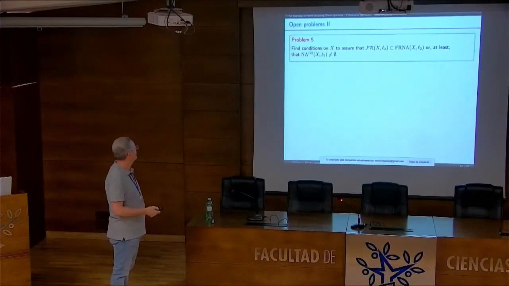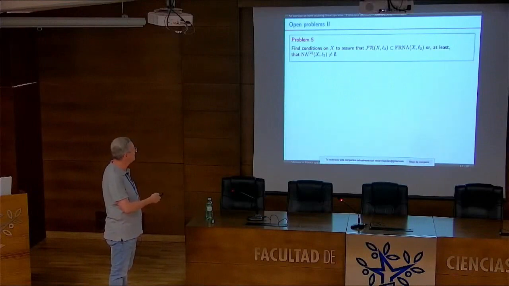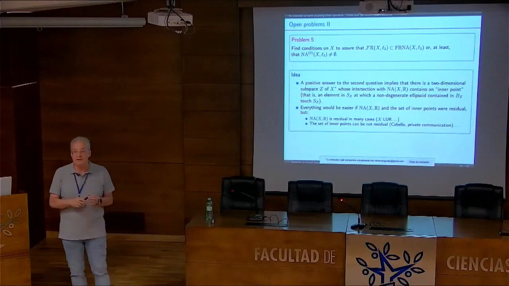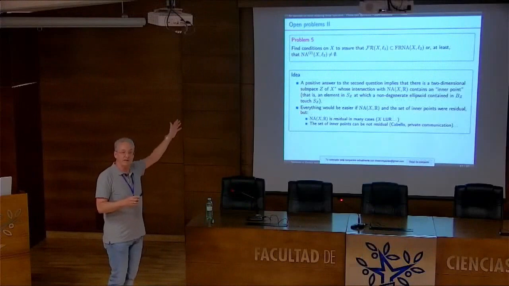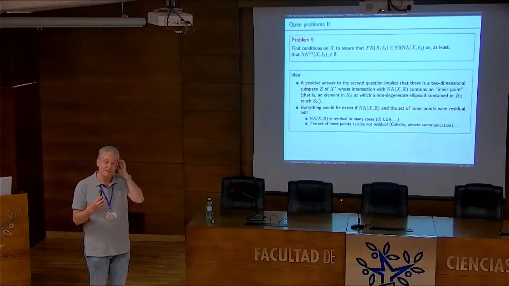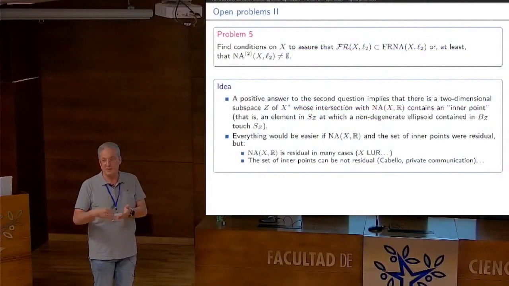Oh, sorry, there are more. Well, the problem is to find conditions on X to assure that every finite rank operator can be approximated by finite rank non-attaining operators. A possible idea can be, using the ideas of Cabello and Cabello, you can try to work a little bit. But the problem is, imagine the set of non-attaining functionals is residual. Then if you intersect with another residual set, you are happy because what you get is dense. But the problem is that the set of interior points, even in the two-dimensional space, can be not residual. It's always dense, but it can be of first category, isn't it?